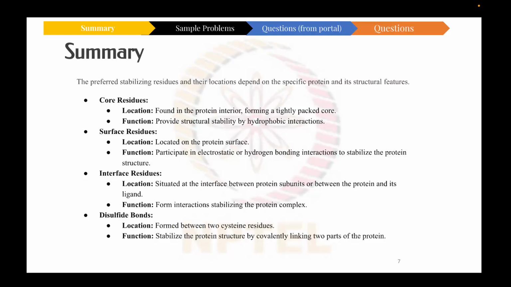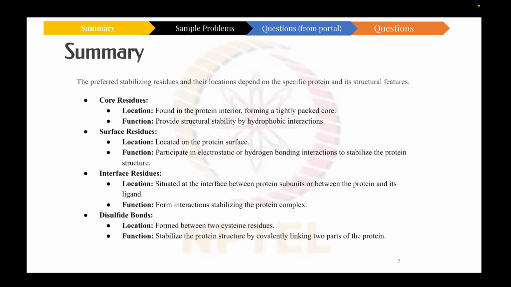So this server is a useful tool for researchers studying protein stability, protein engineering, and homology modeling. It offers flexibility for users to adjust threshold values according to their specific requirements. Further, these stabilizing residues in proteins can be classified into different categories based on their location, function, and protein structure. The preferred stabilizing residues and their locations depend on the specific protein and its structural features. Here I have listed some examples of stabilizing residues and their locations.